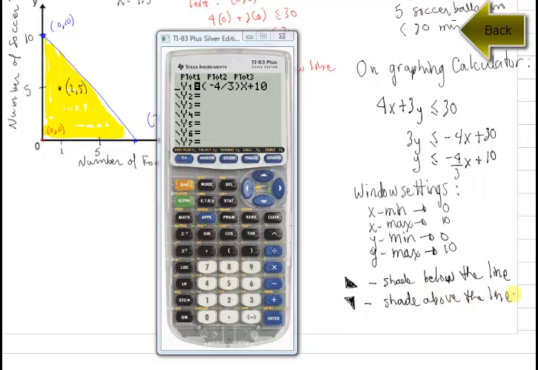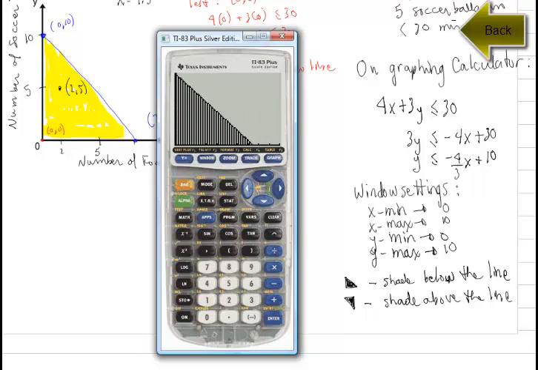Okay, so we're going to go ahead and choose our below the line. We have to hit enter several times until we get there. So this is above, and this is below, and then we will graph. Alright, and this is what you get on your graph. So you have graphed the inequality 4x plus 3y is less than or equal to 30.